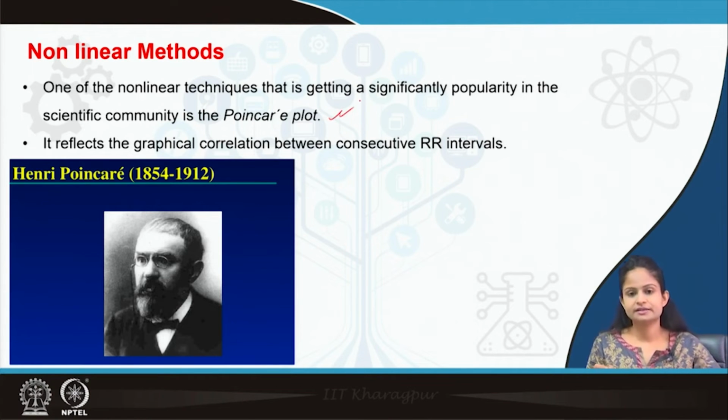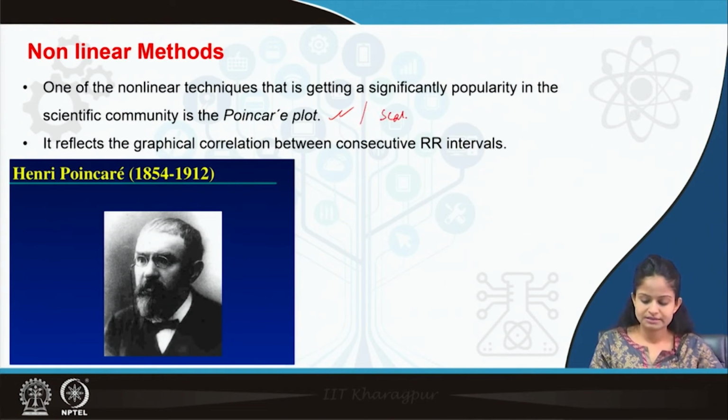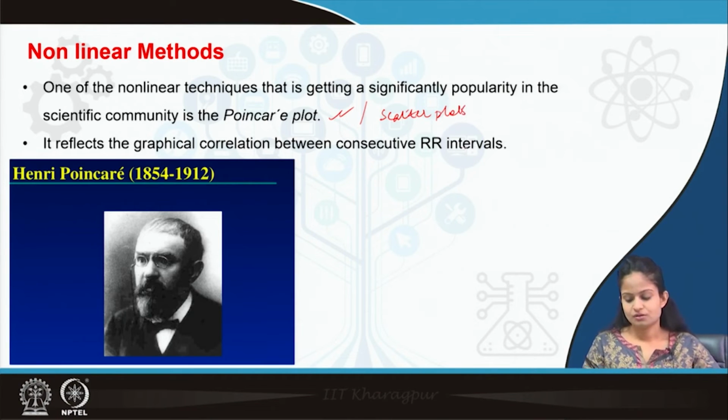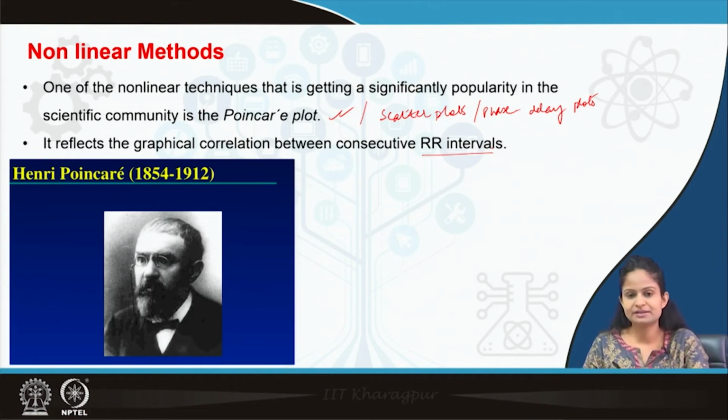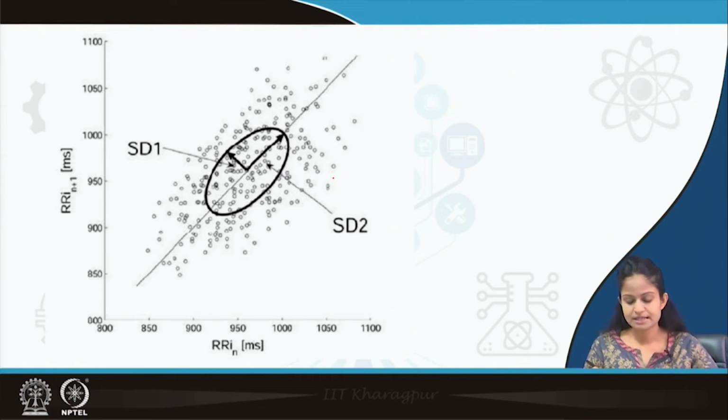Now, what is seen in the Poincare plot analysis, also known as scatter plots, also known as phase delay plots. So, these are the various names which are given for the nonlinear methods. Now, it reflects the graphical correlations between consecutive RR intervals. This naming is usually after Henri Poincare, the scientist who gave rise to these Poincare plots. Now, what are these Poincare plots actually?